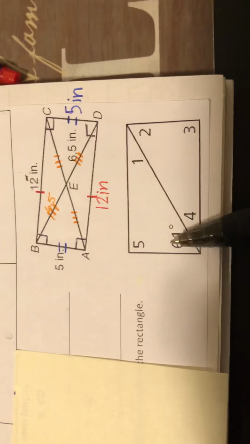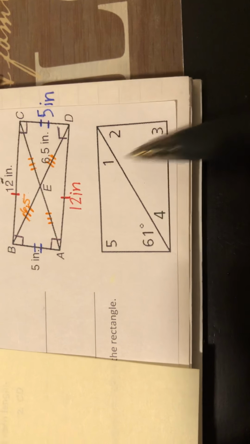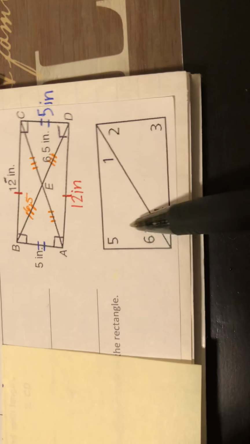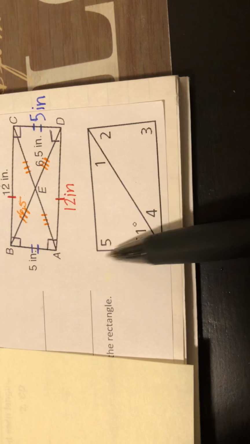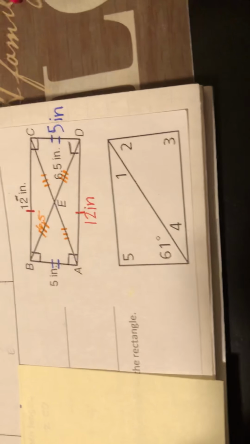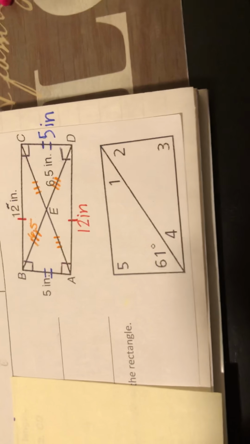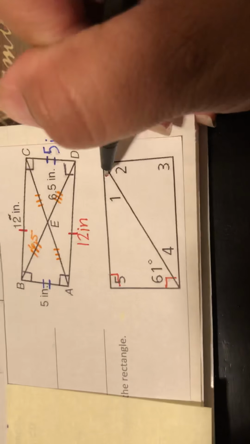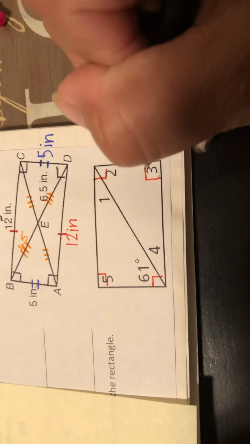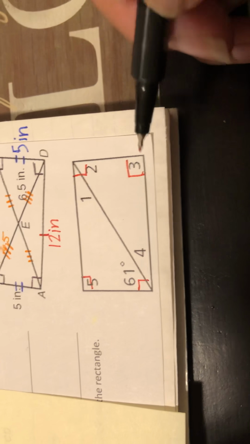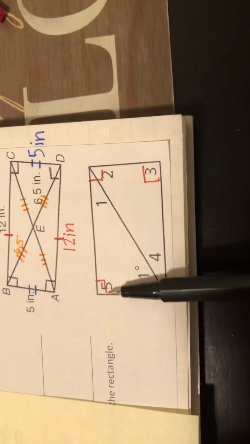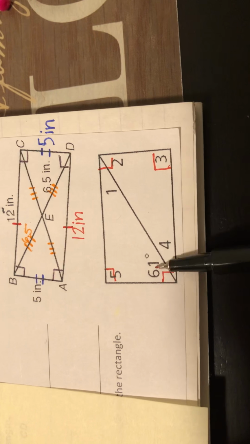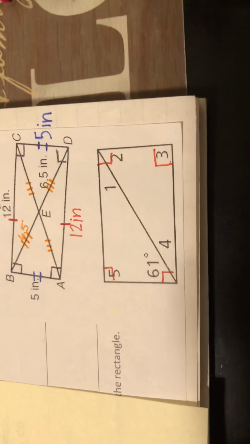All right, so what do we know about the corners? Look, we just did something up here. Those are 90-degree angles, right? Okay, so I can do 90-degree angle symbols here because it's still a rectangle. So I'm gonna go ahead and do that. Okay. Now I'm sorry that they're uneven, but okay. So 5 is 90, 3 is 90, 1 and 2 combined are 90, and 61 and 4 combined are 90.